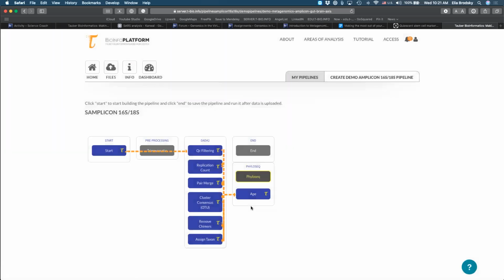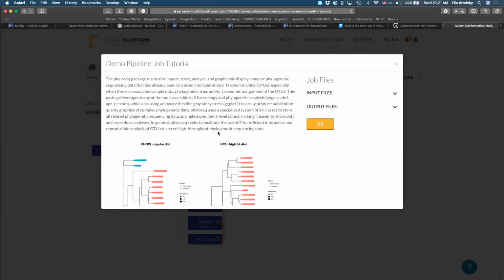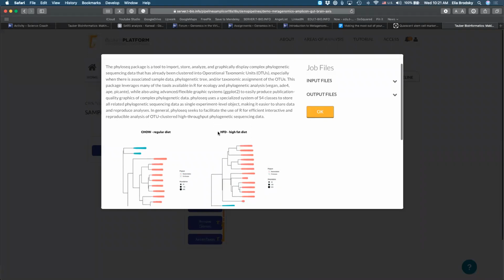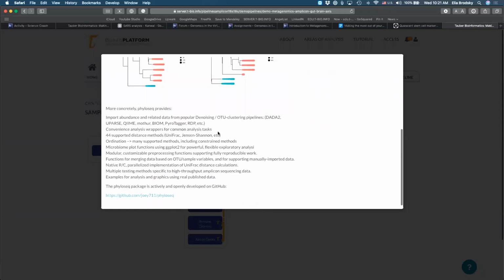How do they work together? And then we have a package called phyloseq, which actually looks at these operational taxonomic units and looks at how they are associated with a particular type of sample, right? So it combines the information by group. And here are some of the outputs.